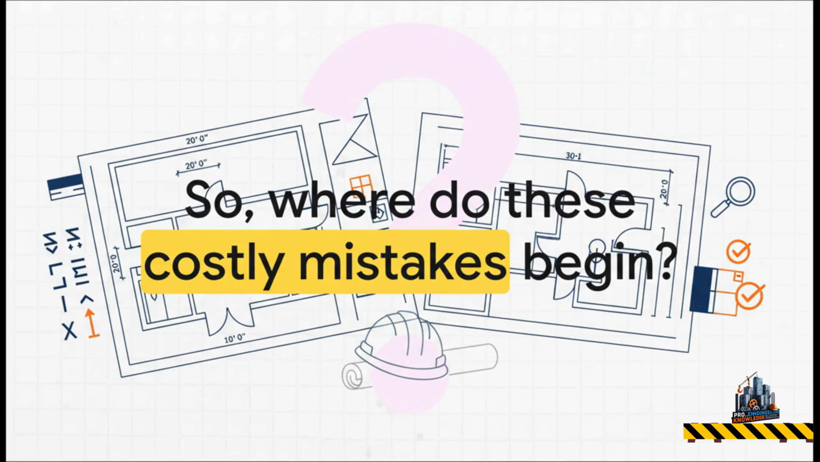So where does it all go wrong? Figuring this out is the real key to stopping these mistakes before they even happen. It's not about being some kind of perfect engineer. It's about having a system, a foolproof way to read and understand the information in front of you. And that is exactly what we are going to break down right now.